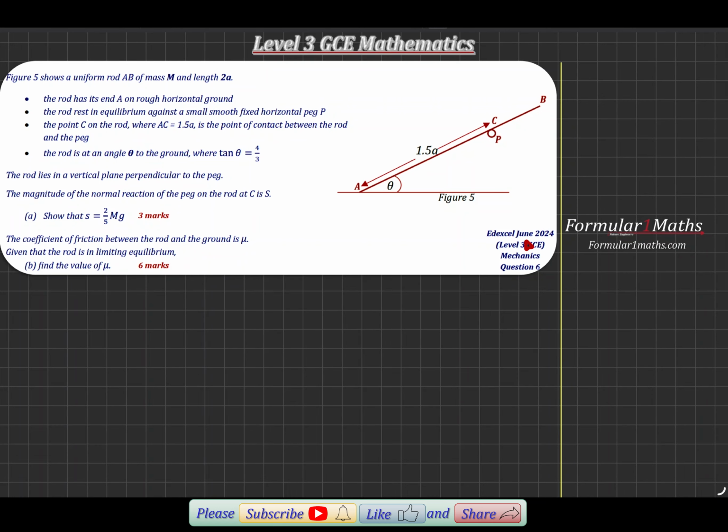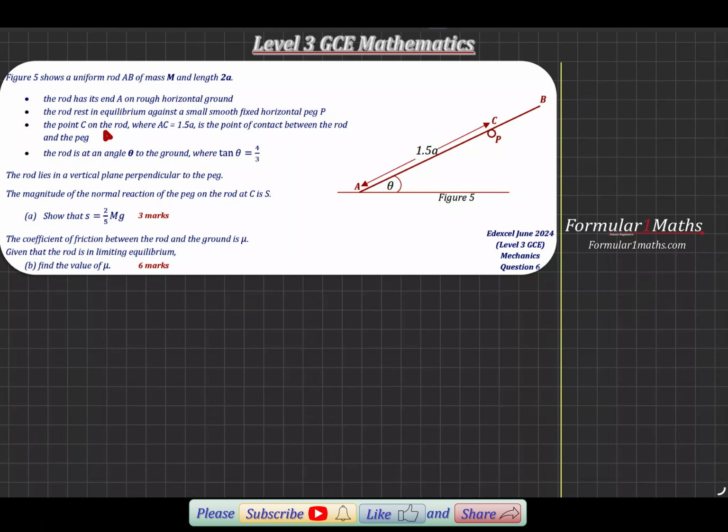Edexcel June 2024 Mechanics Component of the Maths paper, question 6. The question states, Figure 5 shows a uniform rod AB of mass M and length 2a. The rod has its end A on the rough horizontal ground. The rod rests in equilibrium against a small, smooth, fixed horizontal peg P.